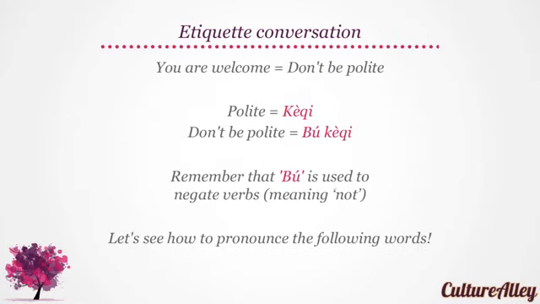In Mandarin, don't be polite is translated as not polite, because polite is an adjective and the to be verb is not used with adjectives in Mandarin. Let's look at the translation. Polite translates to 客气, and bu means not. Thus, don't be polite translates to 不客气. Before moving on, let's see the pronunciation for these words.